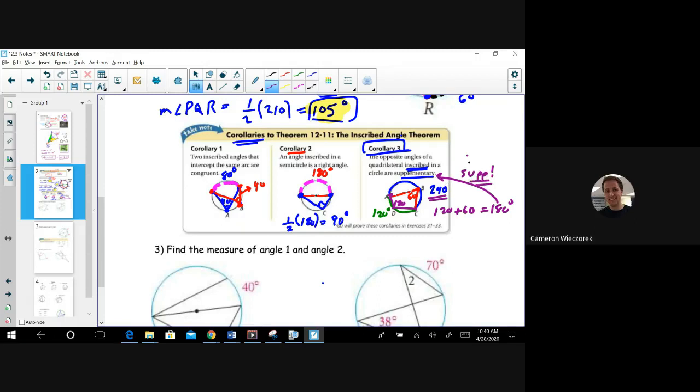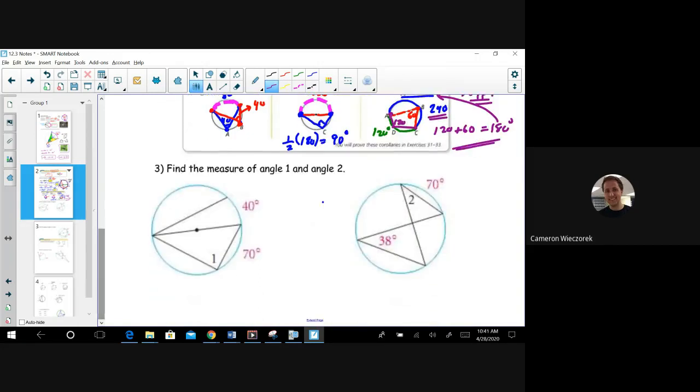Okay. This is not really a proof. I'm using numbers. Using numbers to prove something is silly, but it helps you see why it works. So just remember, if you have two opposite angles in a quadrilateral, as long as they're inscribed in a circle, those angles have to add up to 180. They're going to be supplementary.